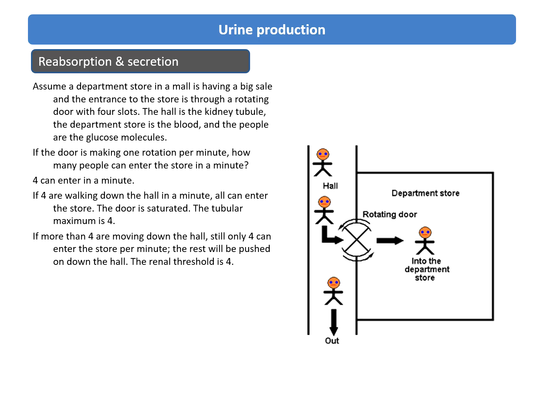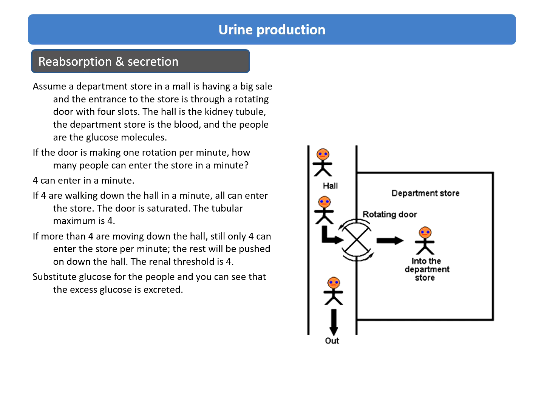If more than 4 are moving down the hall, still only 4 can enter the store per minute. The rest will be jostled and pushed on down the hall and miss the big sale. The renal threshold is 4. Excess are excreted.